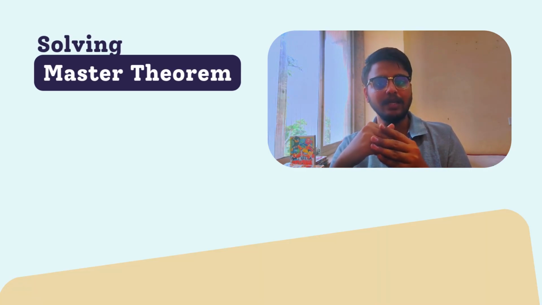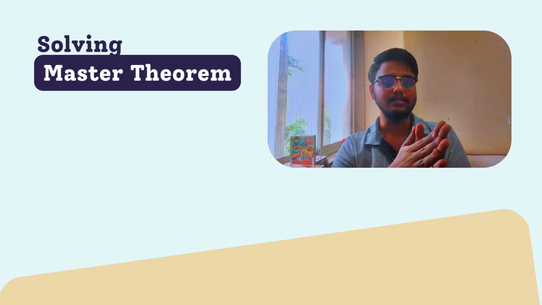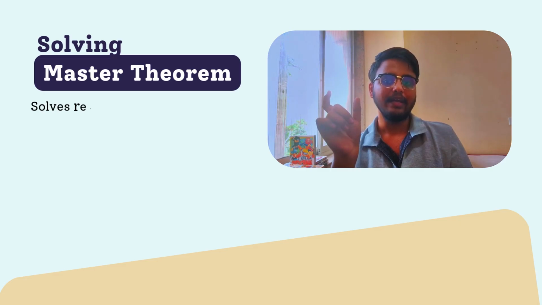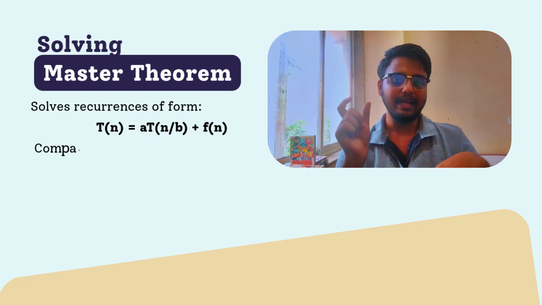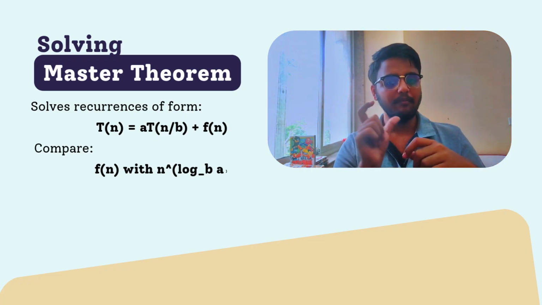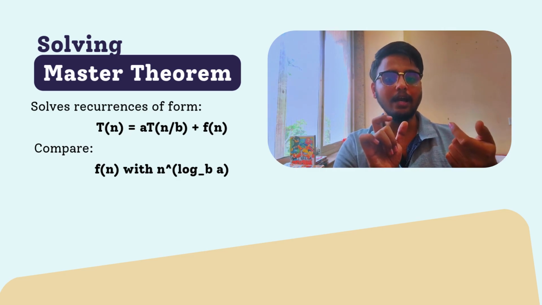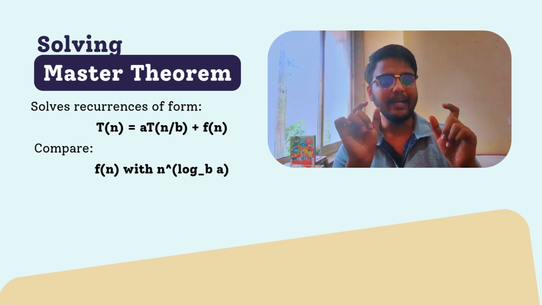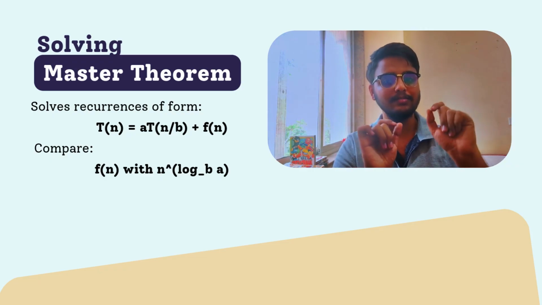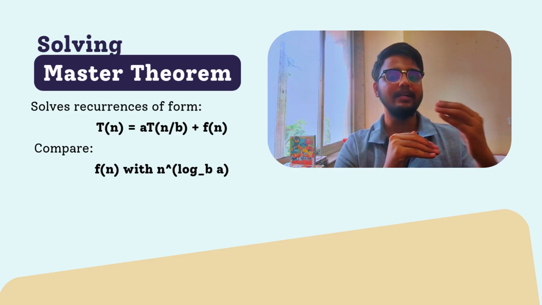Moving on to the next concept, that is the master's theorem. The master's theorem helps us understand and solve the recursive relations in the form of T of n equals a times T of n by b plus f of n, where a is the number of subproblems, b is the size reduction factor, and f of n is the extra work done outside the recursion. When we compare f of n with n to the power log a to the base b, this quantity tells us how much work the recursion relation contributes.